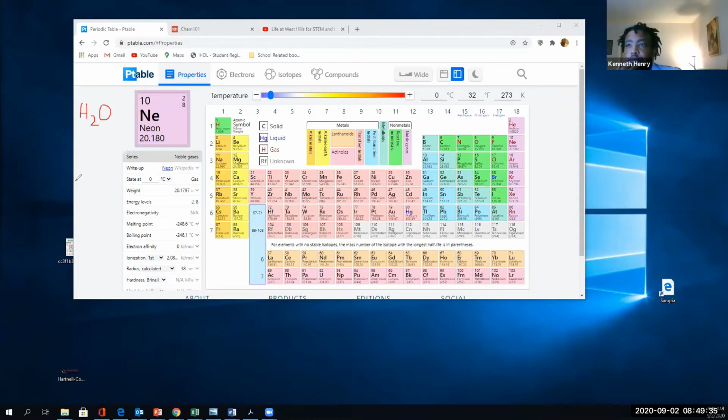Okay, so hydrogen is going to share one electron, and oxygen is going to share one electron. Hydrogen is going to share one electron, and oxygen is going to share one electron. All of the other electrons, this is called the Lewis dot structure.